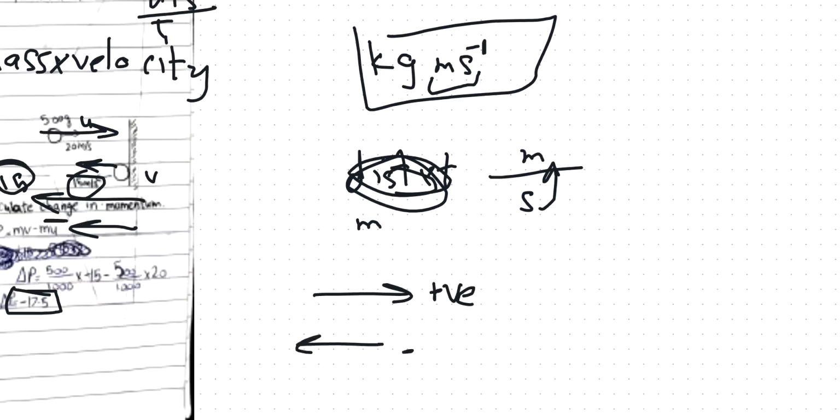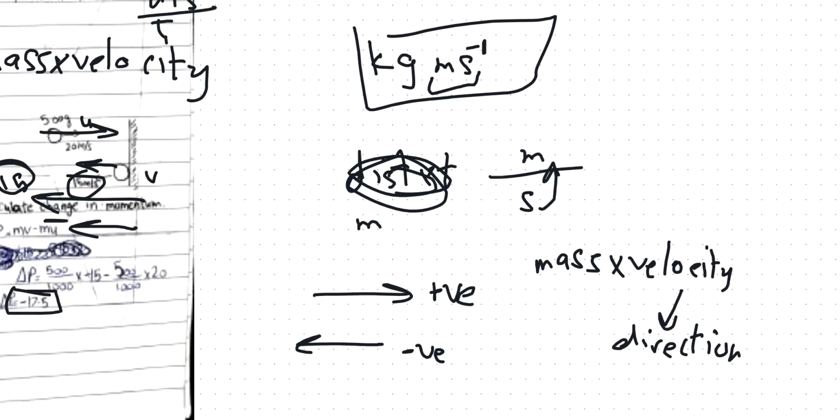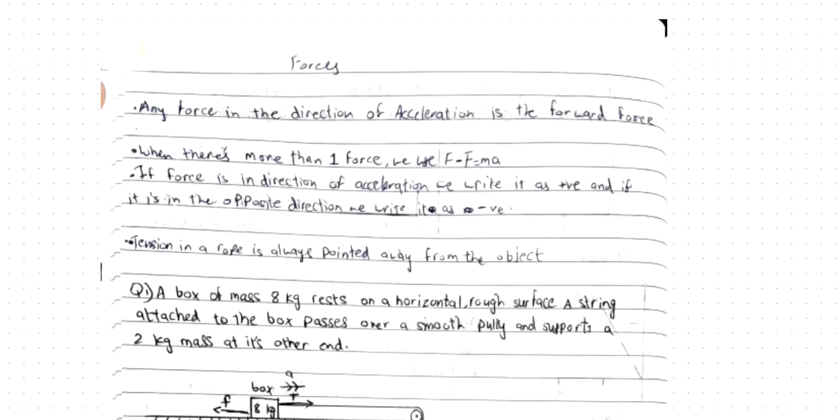And remember, why is momentum a vector quantity? Because momentum's formula is mass times velocity, and velocity right here has direction. So you'll always consider directions when dealing with momentum. So let's move on to forces now.